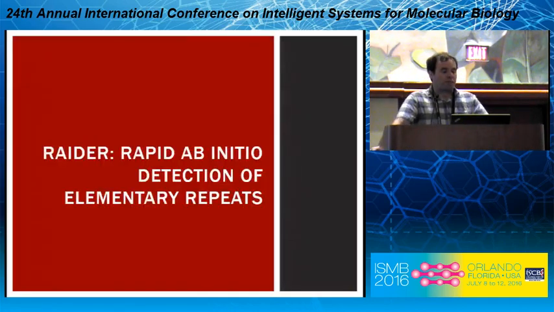So to describe the high level of our approach, our first shot at this was a tool called RAIDER: rapid ab initio detection of elementary repeats. Now notice this phrase, elementary repeats. This tool was not actually looking for full repeats. It was looking for what we conceive as a building block of repeats.